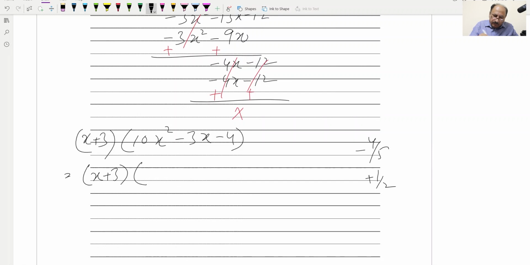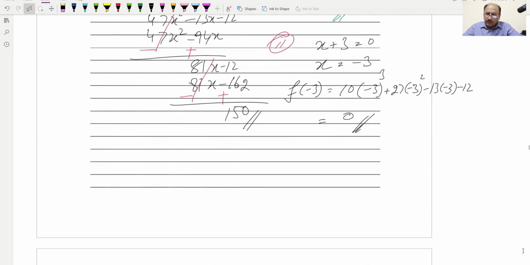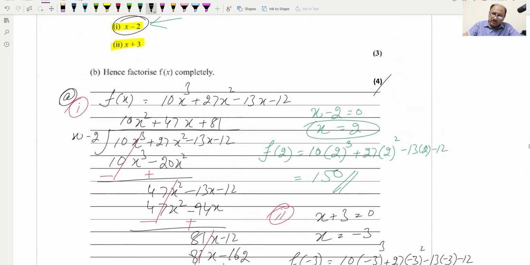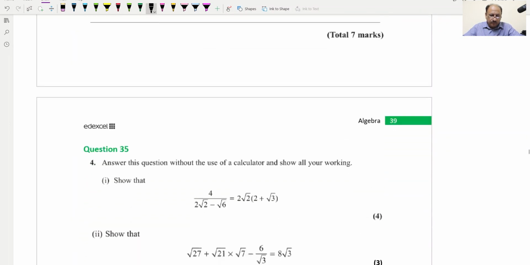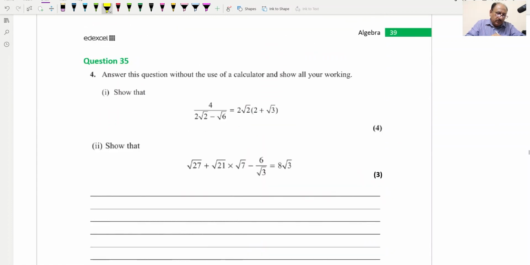So by using this we will write 5x minus 4, and by using this we can write 2x plus 1, and this will be our final factorization. Hopefully you understood this. This was a 4 marks question which we have done, B part, and A part was 3 marks, which is also done. Hopefully you understood this.